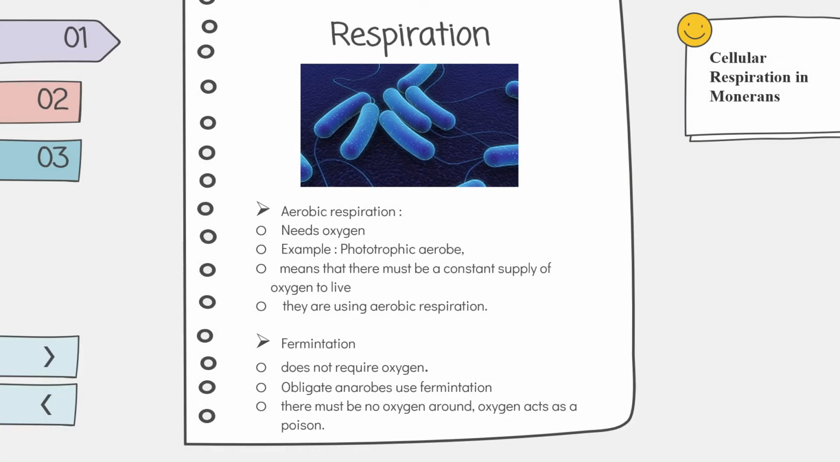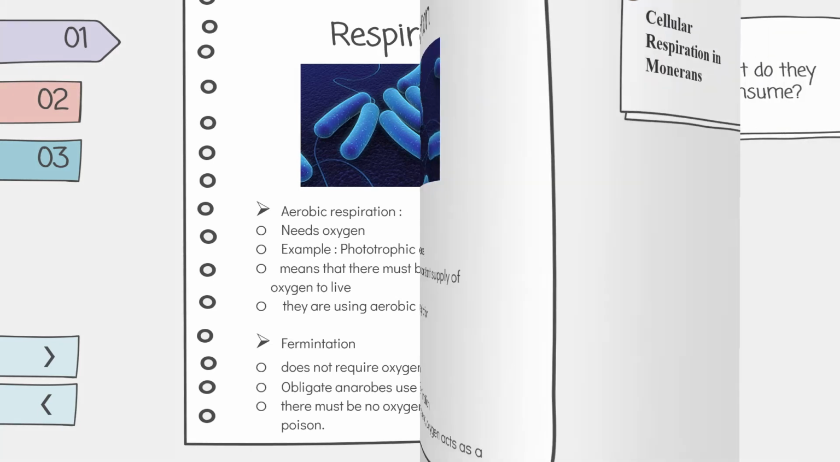For respiration, there are two ways: aerobic and fermentation. Aerobic needs oxygen, for example, phototrophic aerobes, meaning that there must be a constant supply of oxygen to live. For fermentation, there must be no oxygen around, as oxygen acts as a poison. If there is no oxygen, they use fermentation, and if there is oxygen, they use aerobic respiration.